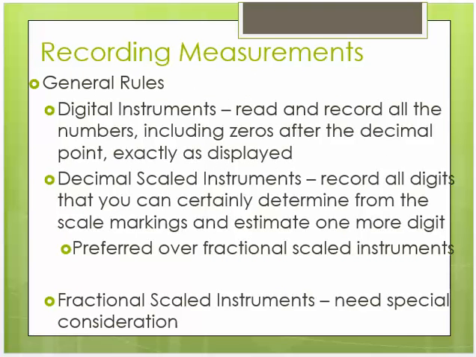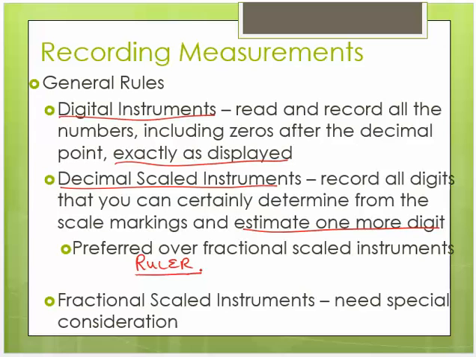Okay, recording measurements. Some general rules that we have. Digital instruments read and record all the numbers, including zeros after the decimal point, exactly as displayed. All right. Digital instruments, exactly as displayed. A decimal scaled instrument, record all the digits that you can certainly determine from the scale marking and estimate one more digit. So this is going to be, for example, on your ruler.